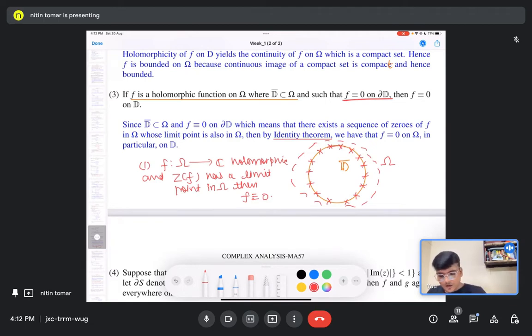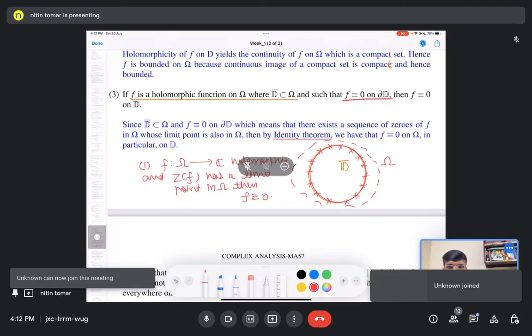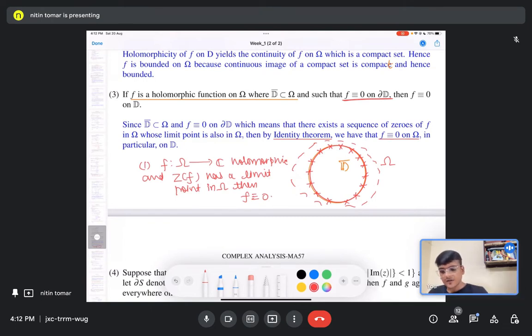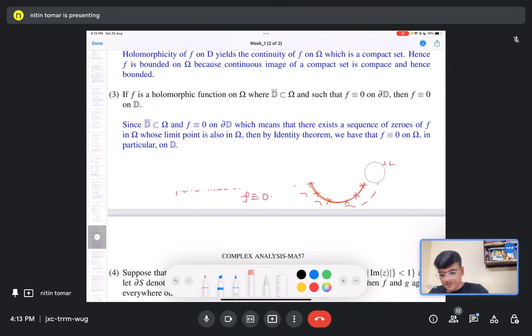Now see, on this circle f is 0, and the circle is a closed set, right? So it has all its limit points in omega. So the zero set of f, which contains the circle, has a limit point in omega because D bar is contained in omega. So by the identity theorem, f has to be 0 on the whole of omega, and in particular, because D closure is contained in omega, on D also it has to be 0. Is this clear? All we have used is the identity theorem.